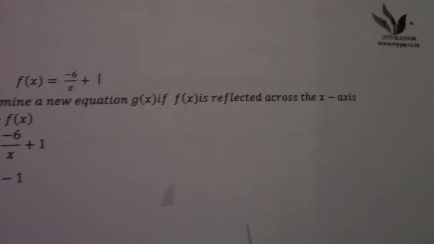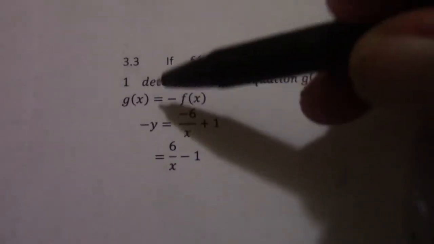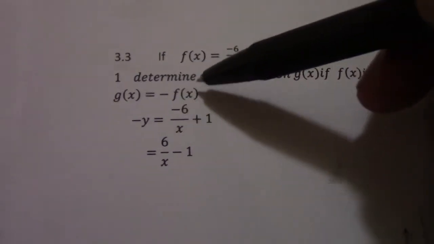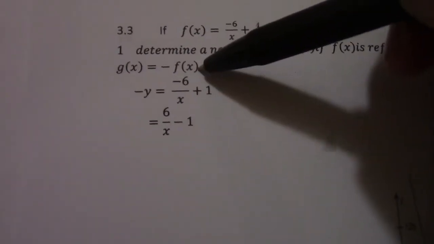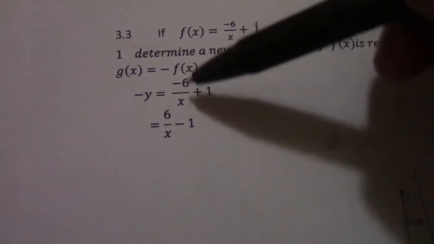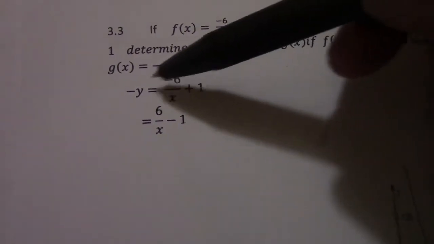Look, second way, I can again give you minus 6 over x plus 1. Determine new equation g(x) if f(x) is reflected across the x-axis. So I need to understand g(x) now equals negative f(x). So across the x-axis, y value becomes negative. So it becomes minus y equals minus 6 over x plus 1.